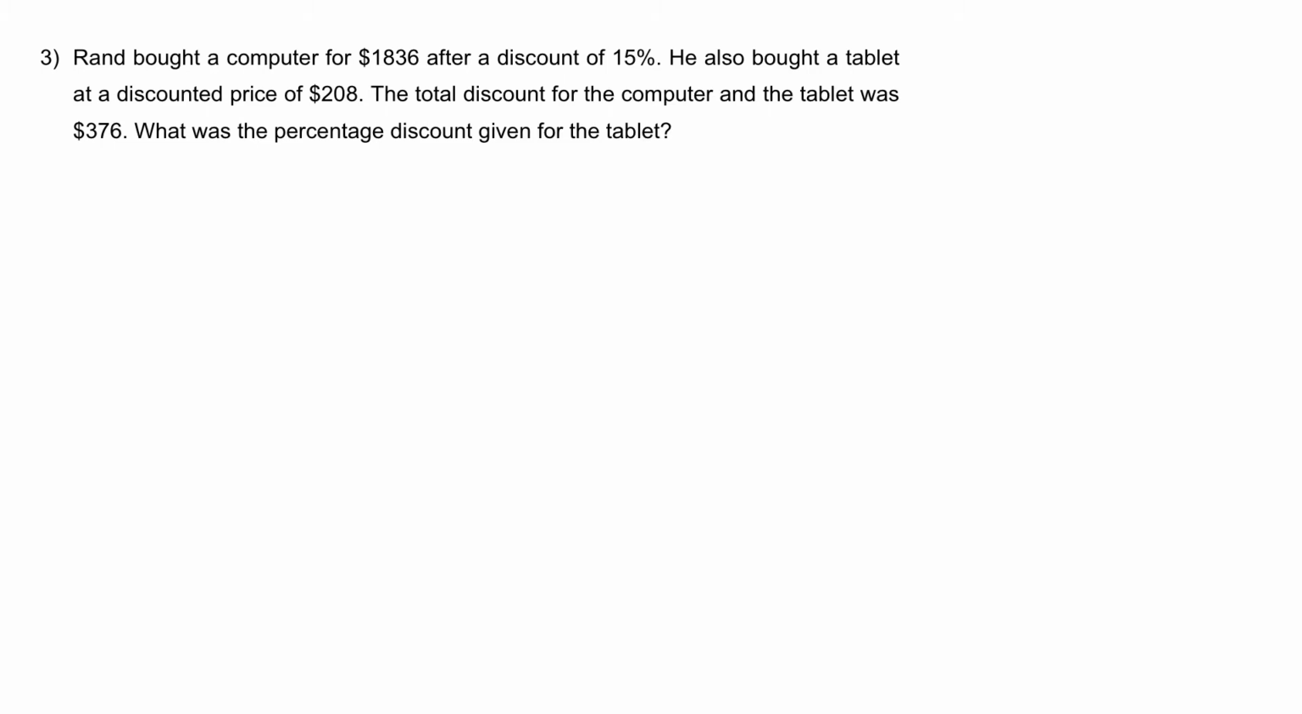Let's change the percentage to fraction. So 15% is 3 out of 20, which means the original price for the computer is 20 units, and the discount is 3 units, which means this $1,836 is just 17 units. Originally the computer is worth 20 units, so after a discount of 3 units out of the 20 units originally, you're left with 17 units.